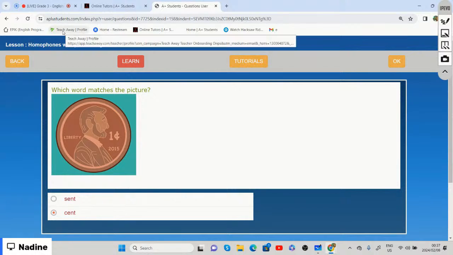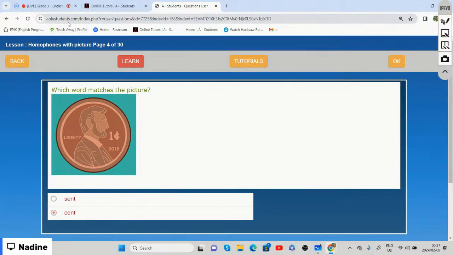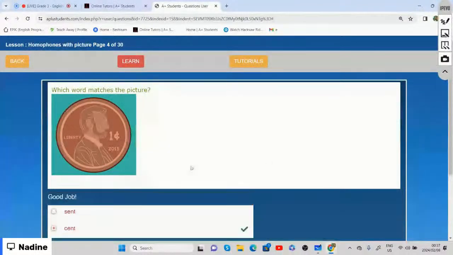So well done. A cent is a penny. Yes, a penny, or another word for coin, right? So that is correct. It's a penny. So we go with the second option. So well done, guys. Cent is correct.